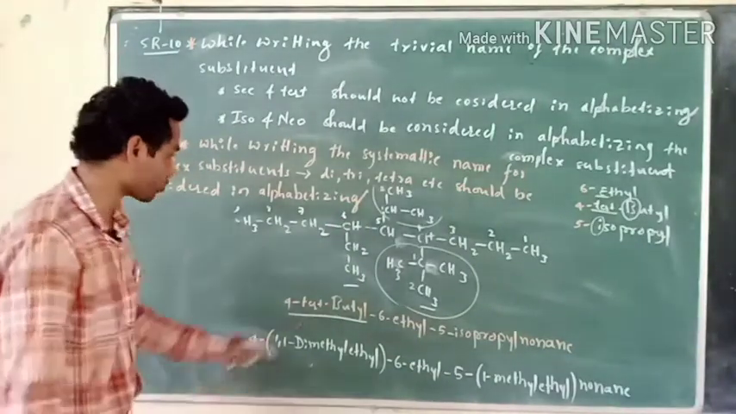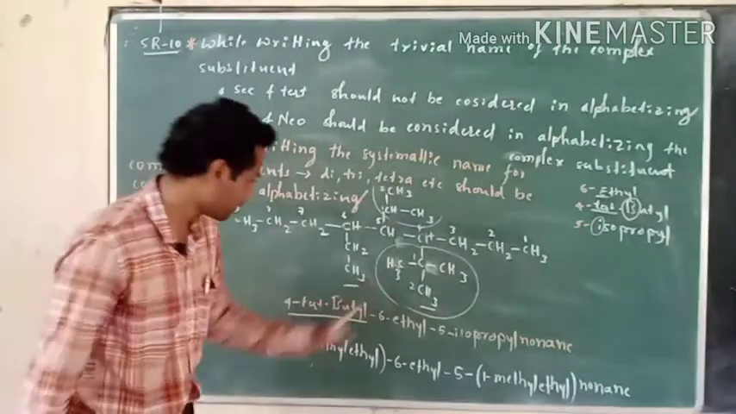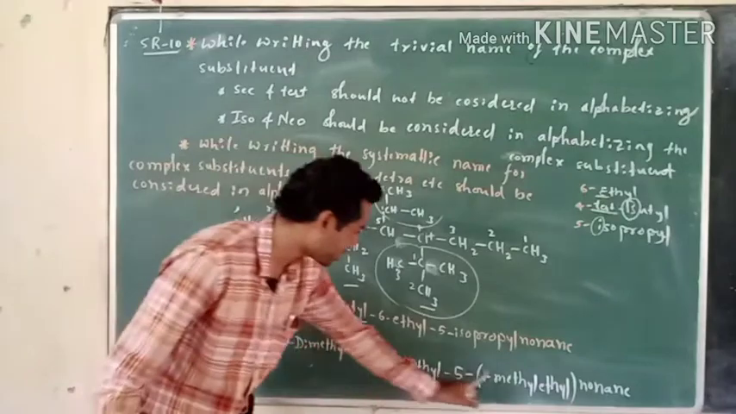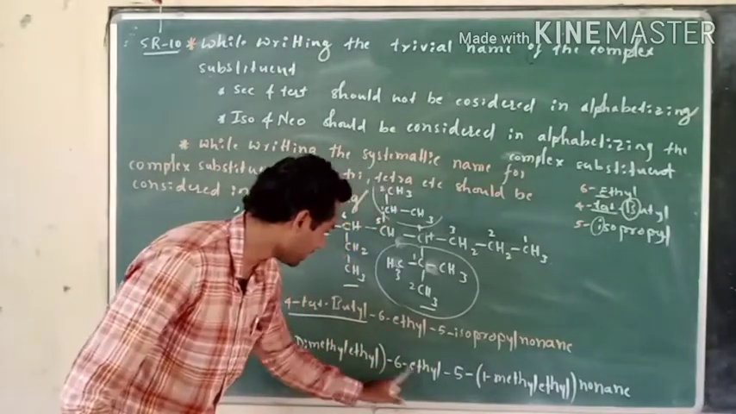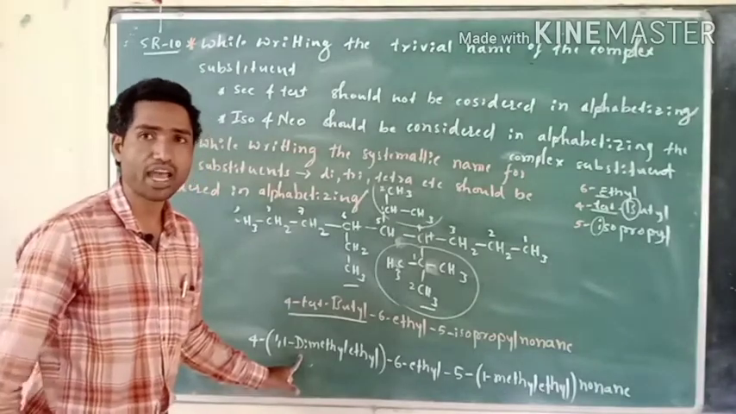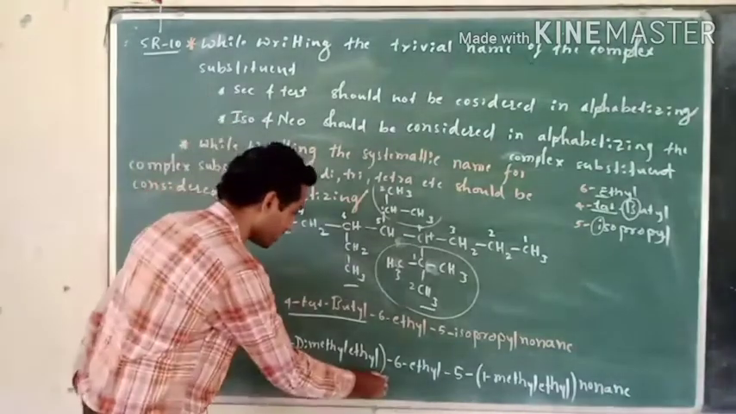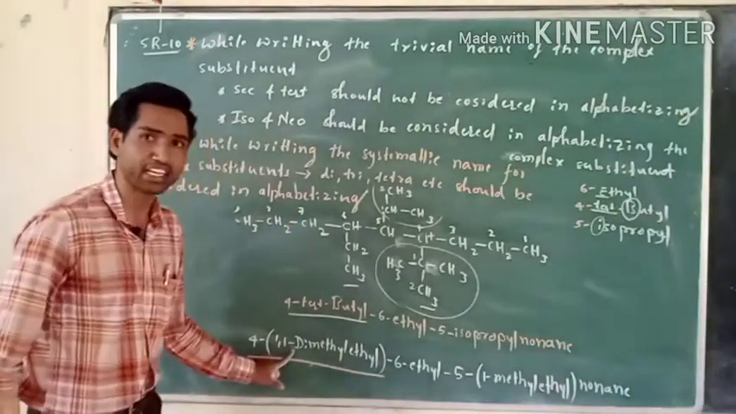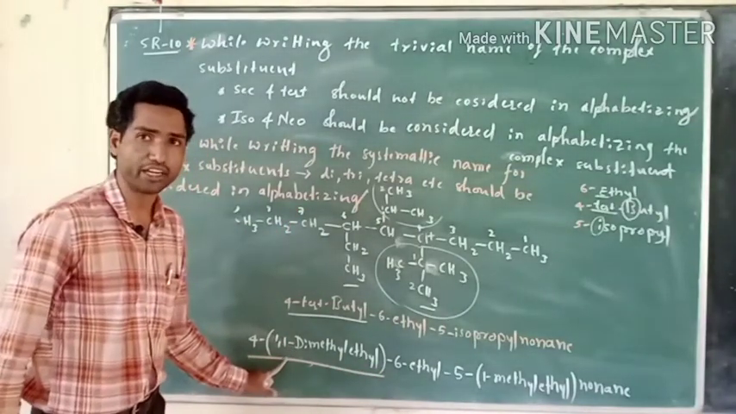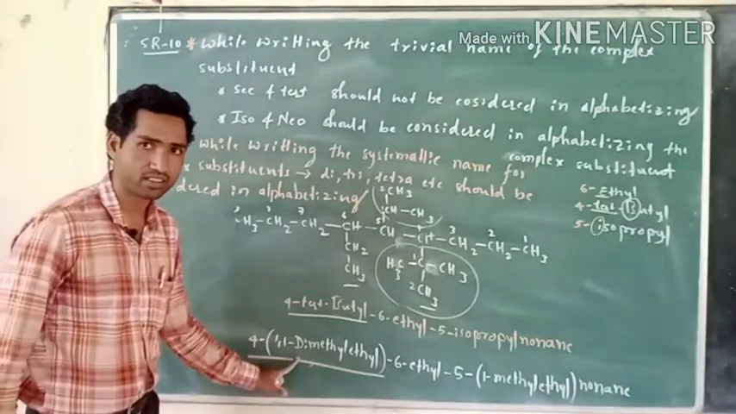This is the rule. That is why I have written D. D is the first letter out of these three substituents. M, E, D. Out of these three, D comes first. So why do I have to consider this D as a first letter? Because this is the complex substituent. Systematic name of complex substituent. Therefore, D should be considered.